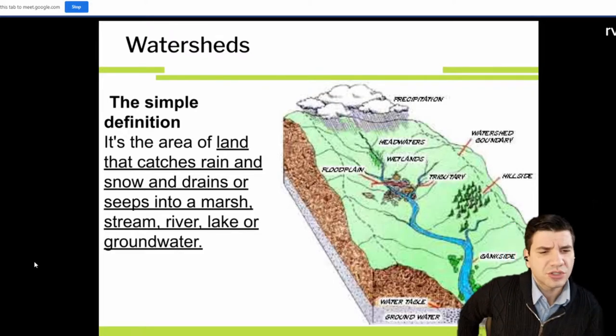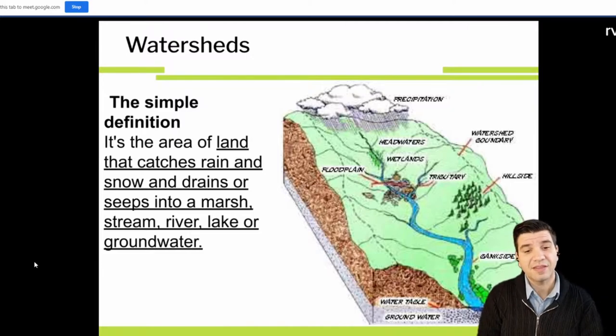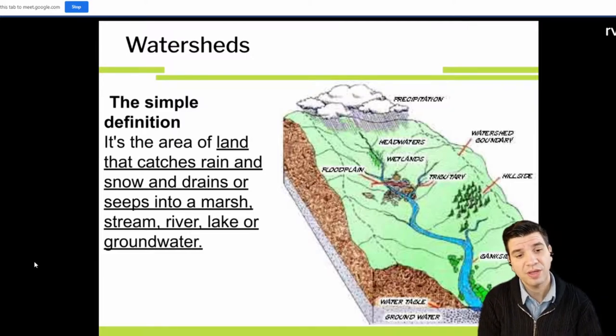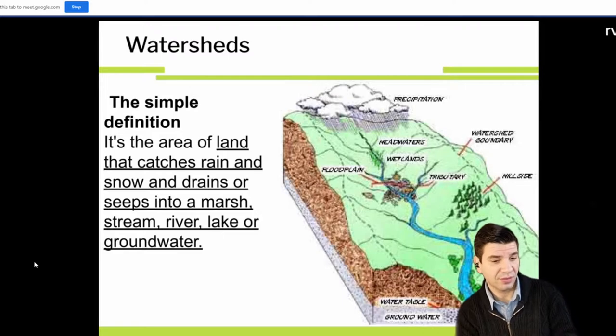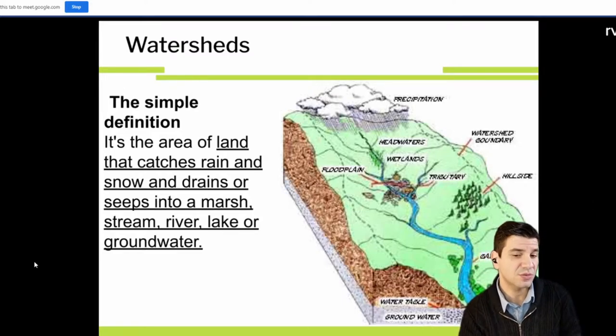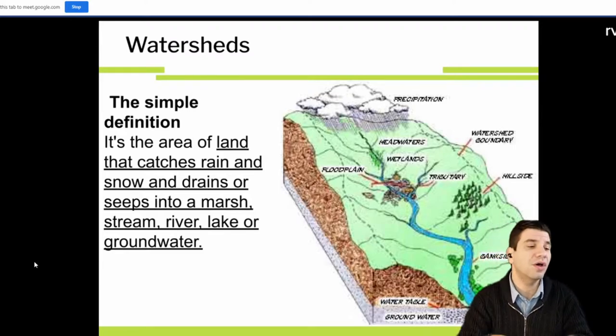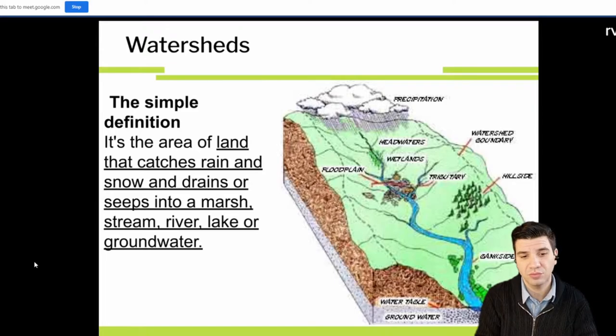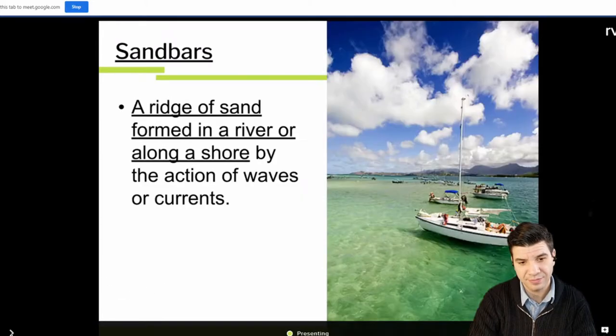So what exactly is a watershed? A watershed is an area of land that can catch rain and snow and drain it into a seep or a marsh. Sometimes they flow out into streams, rivers, lakes, or into the groundwater. Basically, it's a whole area where snow, rain, sleet, anything wet that falls out of the sky collects and eventually gets washed out to sea.